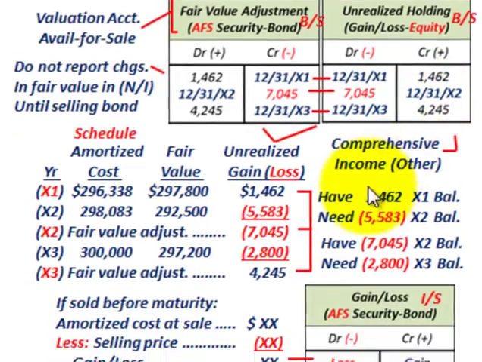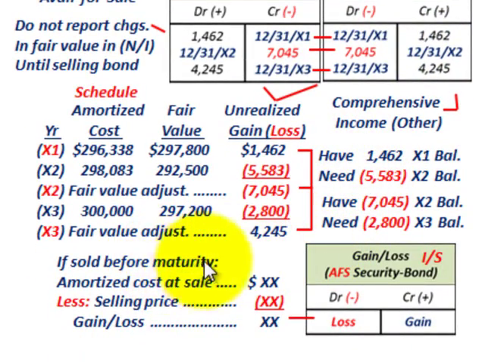Okay, one last thing before we go any further. Now, if this bond was sold before maturity, all you do is take the amortized cost at the sale date off your amortization schedule, and then compare it to the selling price, whatever your selling price is, and then you'd get any gain or loss.